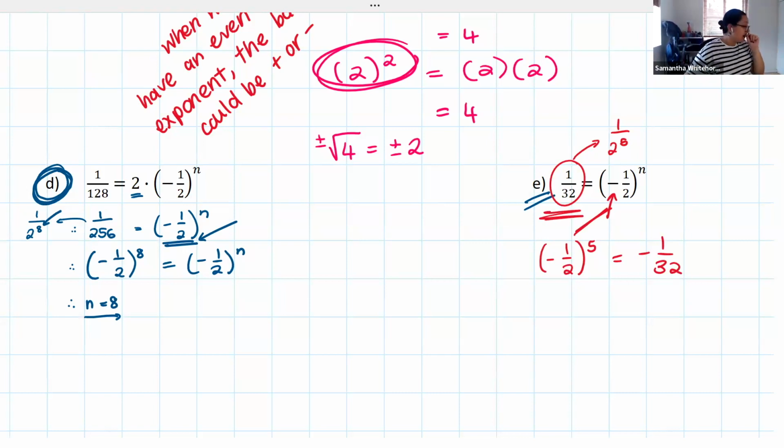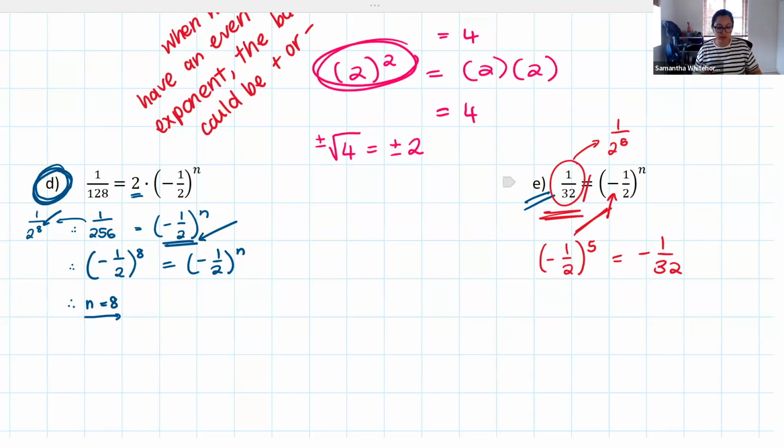And so, grade 12s, we need to bear in mind that this rule does not apply when it's an odd exponent. So this is actually not possible. We can't solve this because of that odd exponent and the two different bases that we have. If it was even, we would have no problem whatsoever.